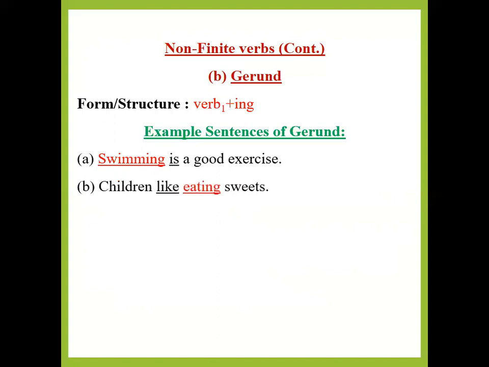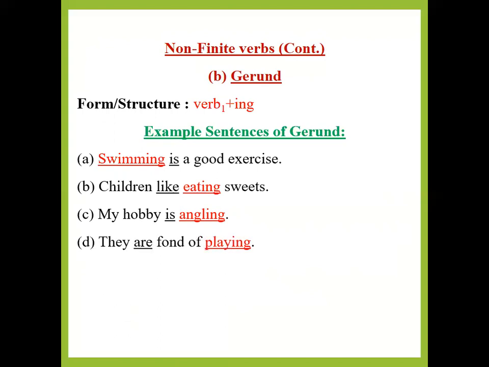B. Children like eating sweets. Eating is used as a gerund, whereas like is used as the finite verb. C. My hobby is angling. In this sentence, there are two verbs. One is, which is used as a finite verb, and angling is used as a gerund. D. They are fond of playing. Here, playing is a gerund.